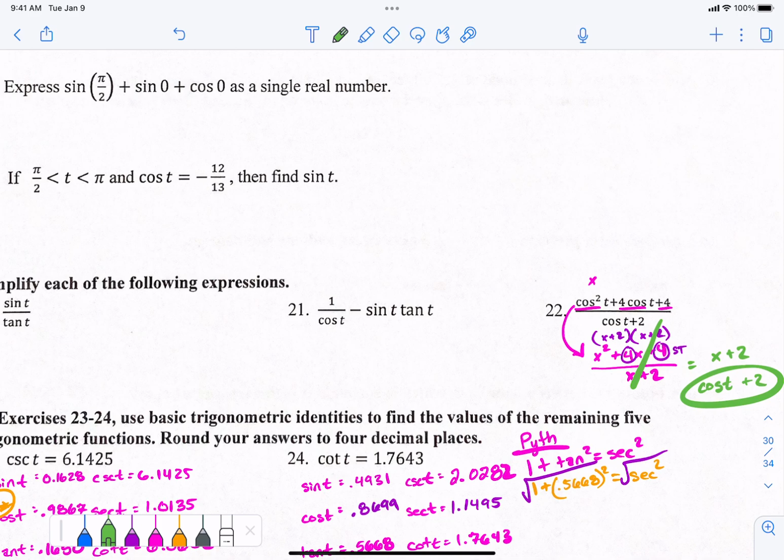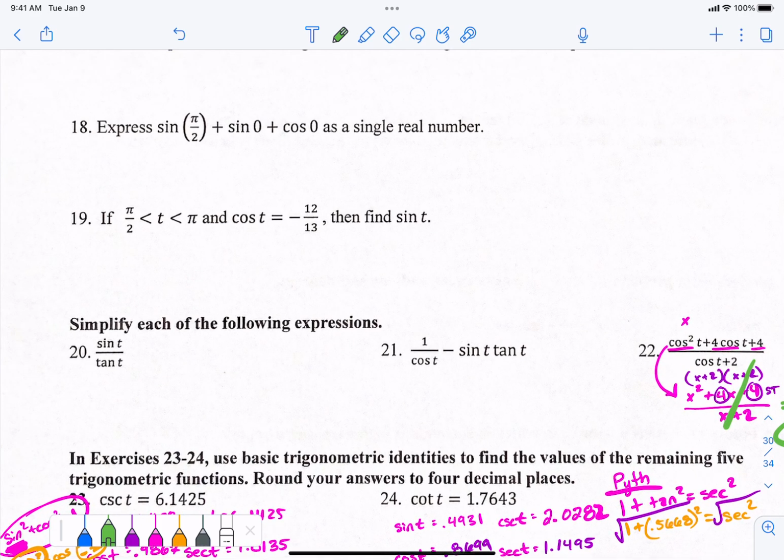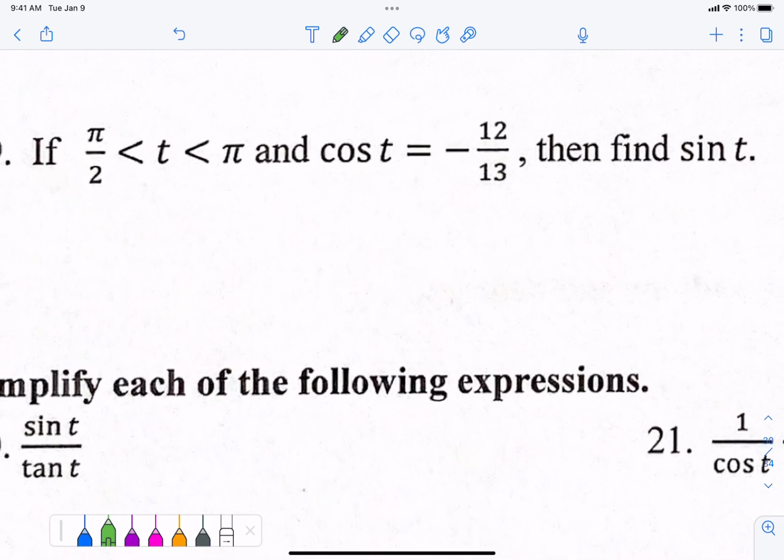Okay, alright, should we skip to 19? No, you should leave some time, because I need to put the bottom two on this. Okay, 19, let's skip to 19.